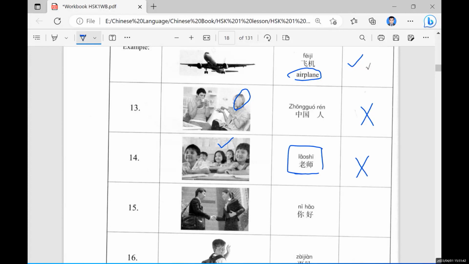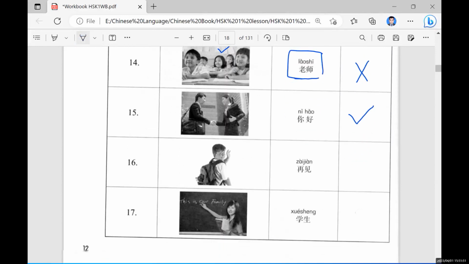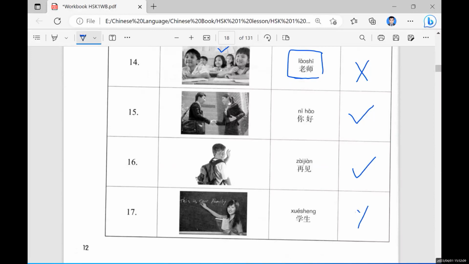So next in 15 we have Ni hao. Always remember, whenever a person greets, they use Ni hao in Chinese, so it will be true. So next we have number 16. Zaijian means goodbye, Allah Hafiz, so it will be right. And in 17, Xuesheng means student, but it's a teacher, so it will be wrong.